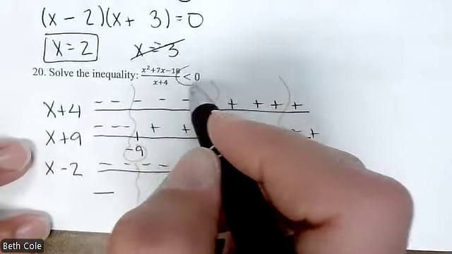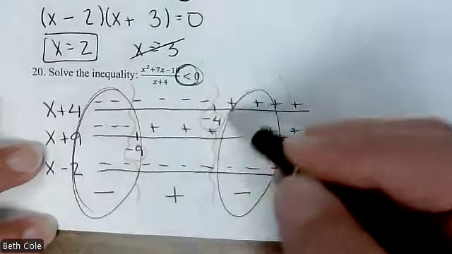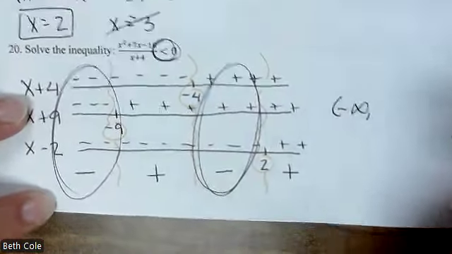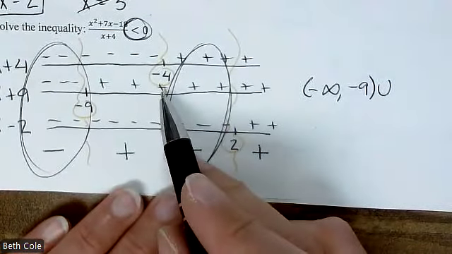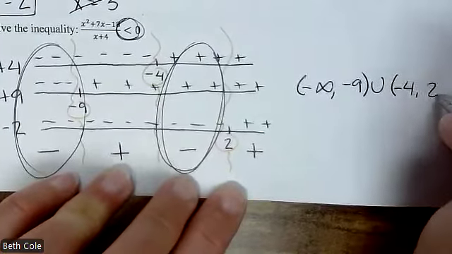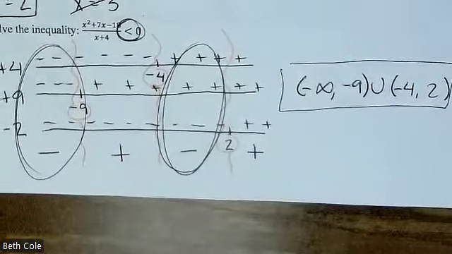It comes back to this symbol. What does this mean? Less than 0. So we want the negative parts. So it's going to be negative infinity to where? Negative 9. No brackets. Union. Negative 4 to 2. Why aren't there any brackets? No equal to. Perfect. Last page.